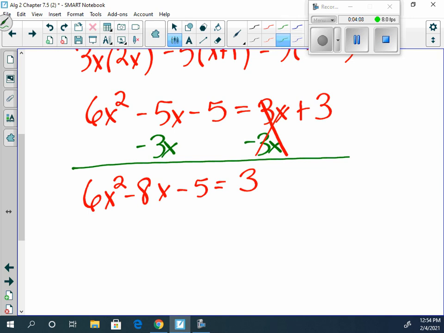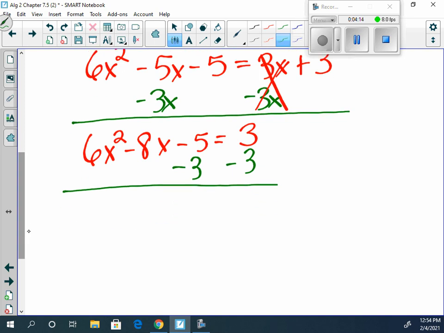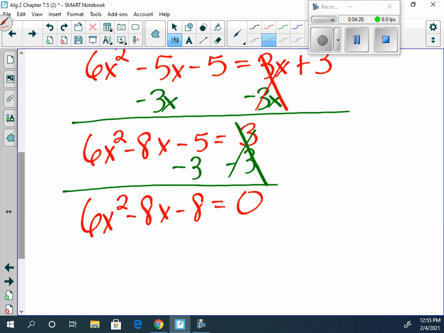And then we can move the 3 over so that everything is on the same side, so we can subtract 3 from both sides. And the negative 3, or 3 minus 3, would give us 0, which leaves us with 6x squared minus 8x minus 8 is equal to 0.